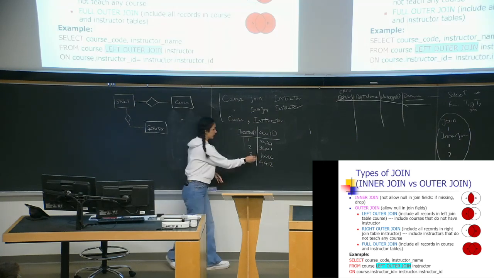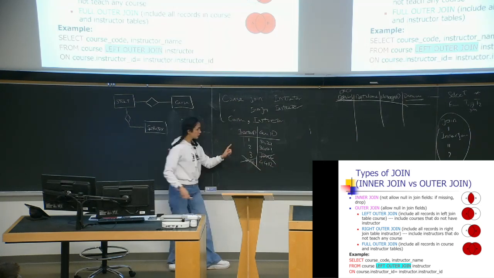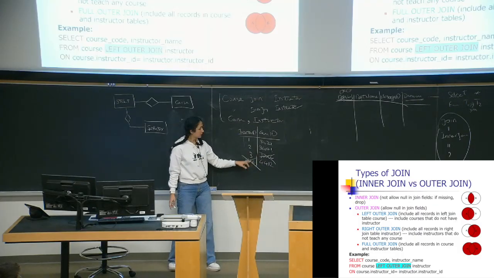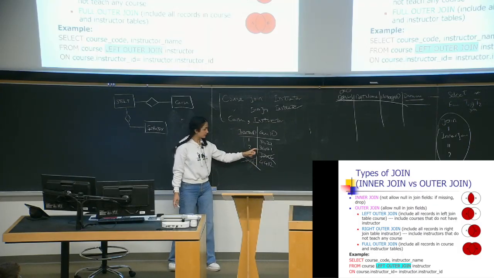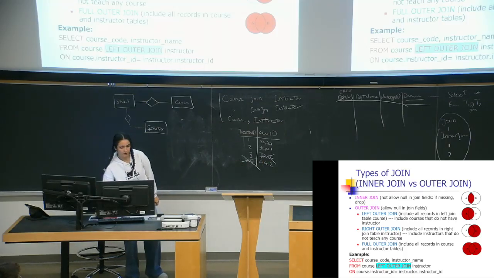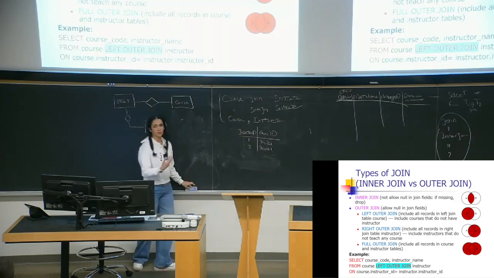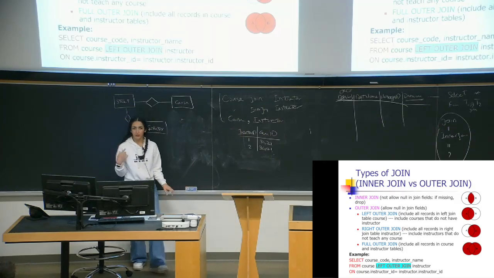Inner join means you won't have any courses if they don't have an instructor yet. You won't get any instructor if they are not teaching any courses yet. And that is the meaning of this sentence: not allowing null in join fields. If missing, it is dropped. It means it just doesn't show this, okay? And this is the result that you'll see.